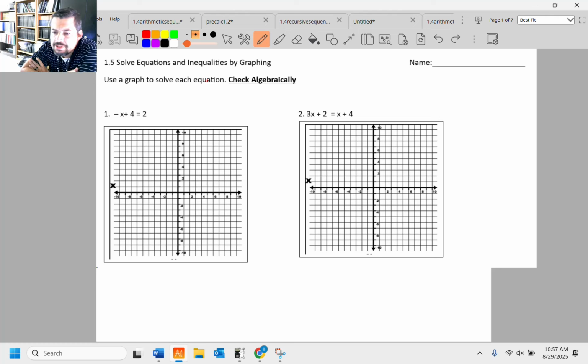Alright, boys and girls, this is 1-5, solving equations and inequalities by graphing. And that's the gist. We're solving by graphing, whether it be by hand or technology. Now, a lot of this a junior should be able to do by hand. Some of it's going to be a refresher. Some of it should be established.